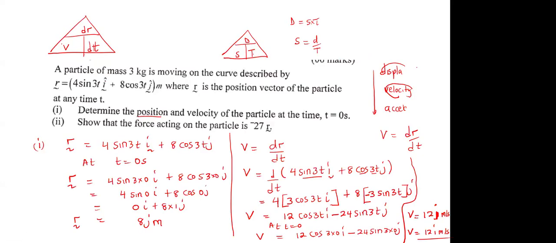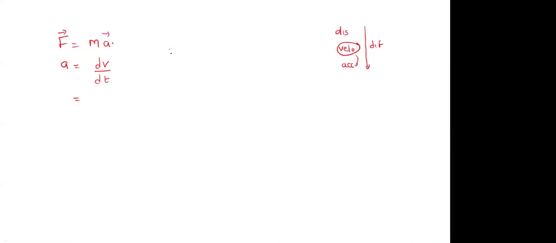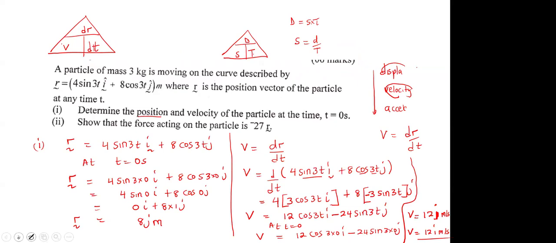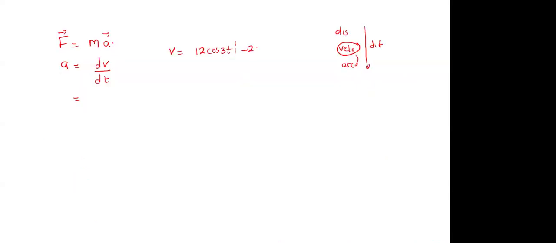But do we have our velocity? Our velocity is here, 12 cos 3t. So velocity is 12 cos 3t i minus 24 sine 3t j. That is our velocity. So we are going to differentiate. So we shall say d/dt of 12 cos 3t i minus 24 sine of 3t j.